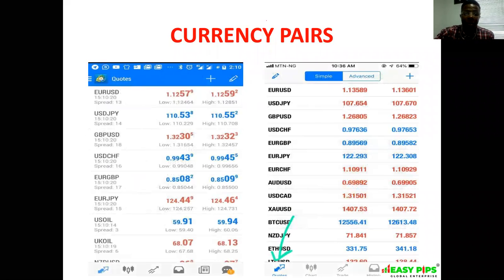So this is how they appear if you are using an Android phone, if you are using your phone to trade on your trading app. This is how it appears. You can see what we just talked about: EUR USD, USD JPY, GBP USD, USD CHF, and the values are written in front. We'll still talk about that when we move to the MetaTrader interface.